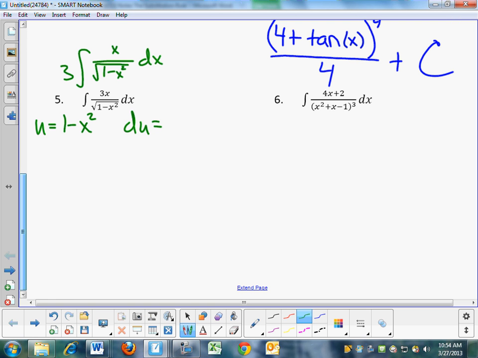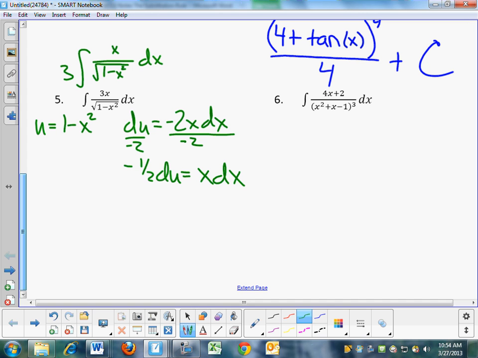Not always. Not always. Okay, so du is negative 2x. Let's see, you have an x on top. You don't have a negative 2x. So what do I need to do? Divide by negative 2. And I get negative 1/2 du is equal to x dx.